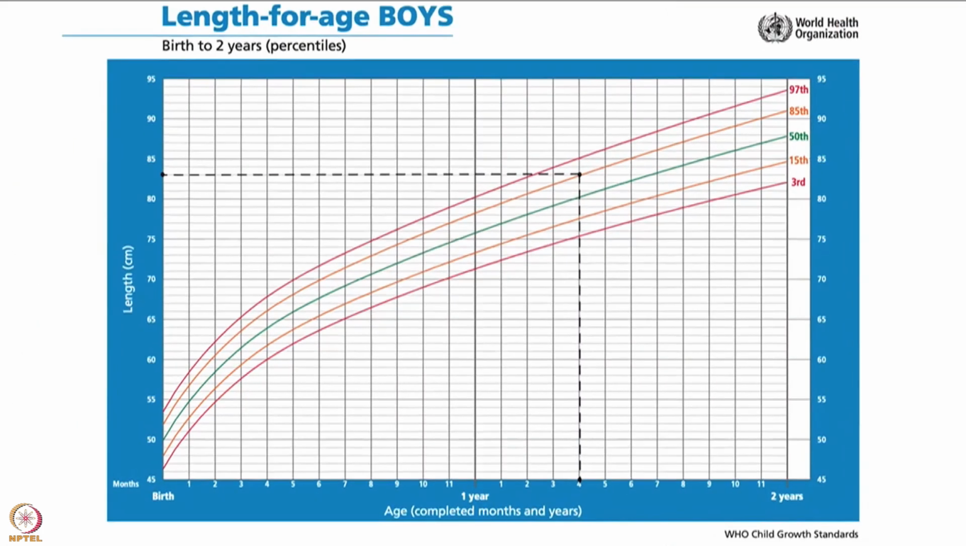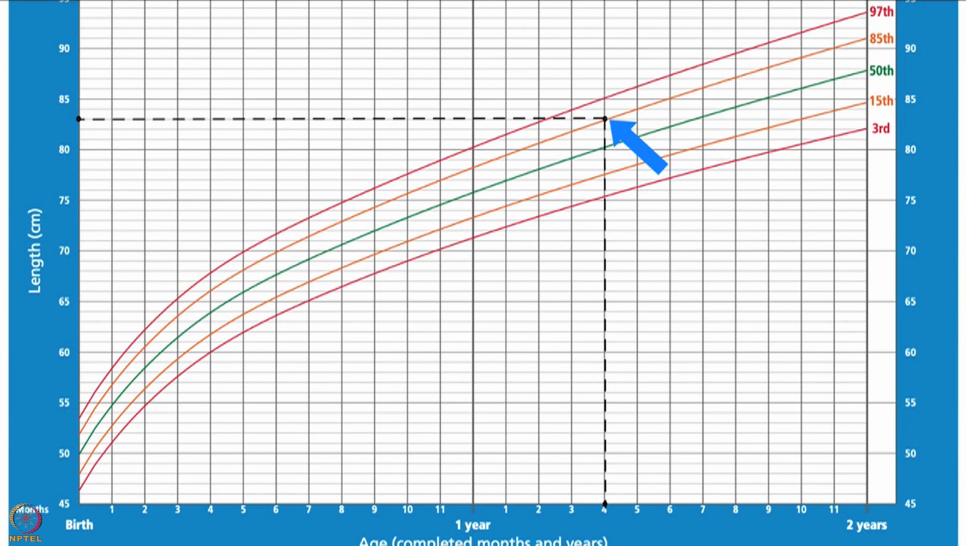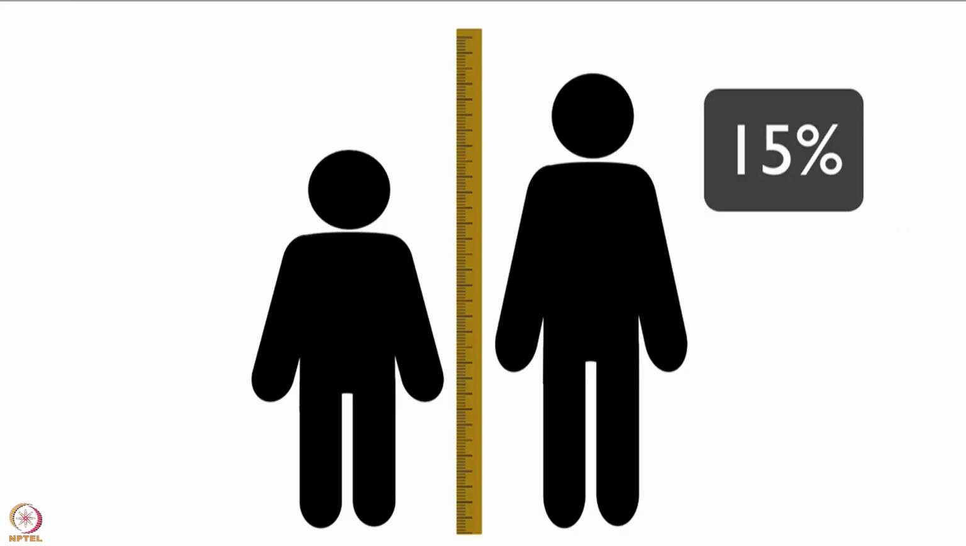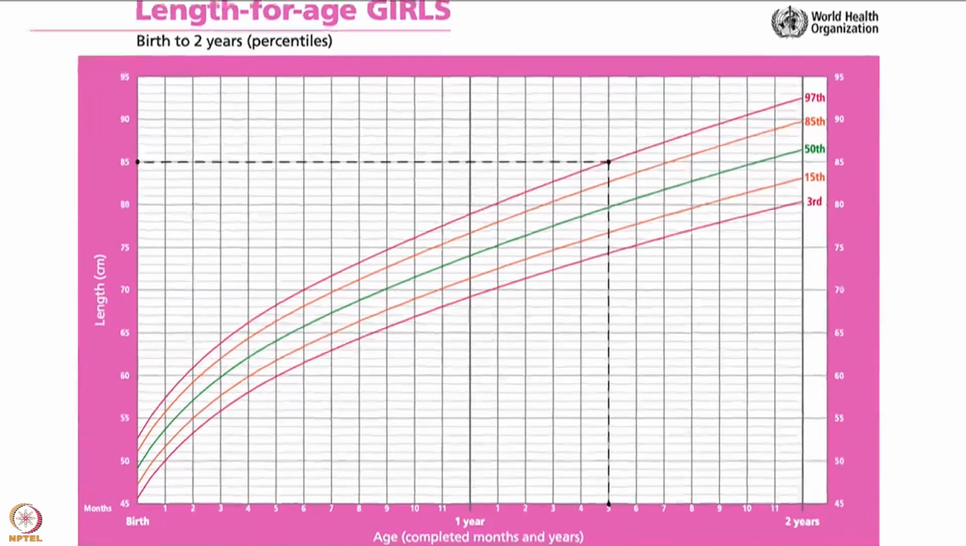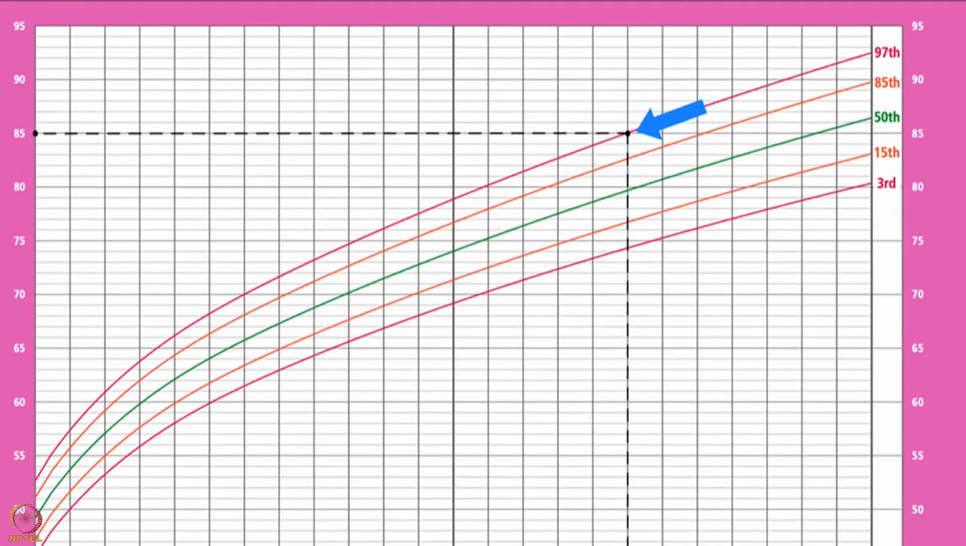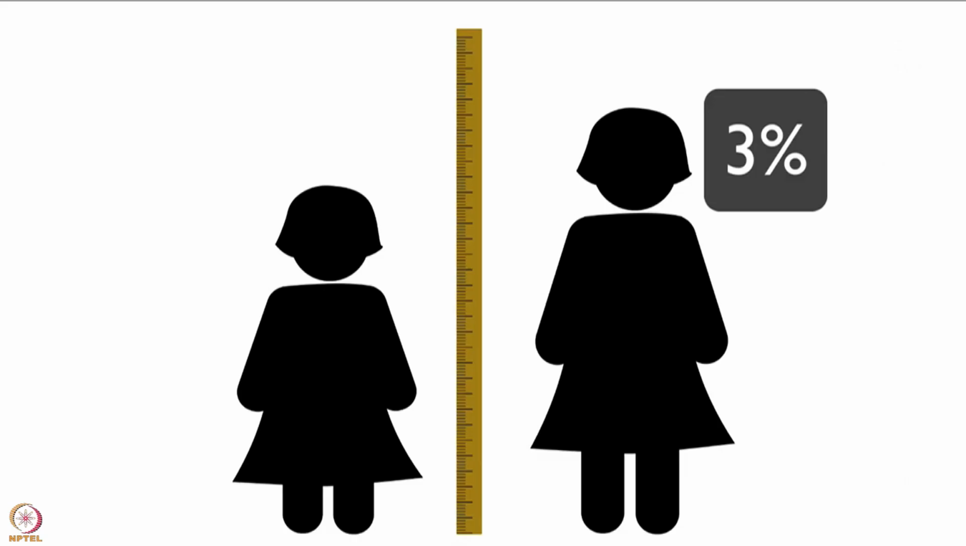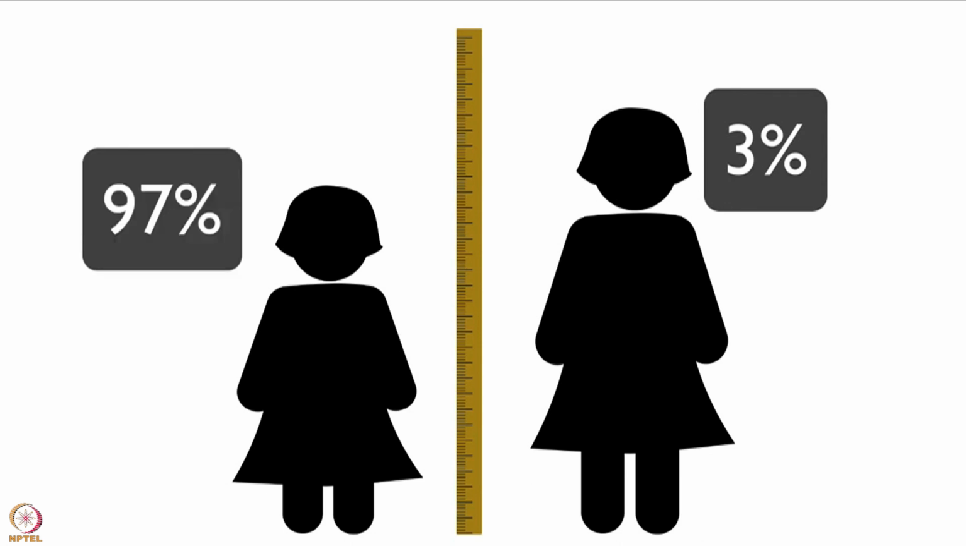In this graph, Rohan's length is plotted on the 85th percentile line. It means that 15% of children of his age are taller than him. 85% of children of his age are shorter than him. In this graph, Fatima's length is plotted on the 97th percentile. It means that 3% of children of her age are taller than her. 97% of children of her age are shorter than her.